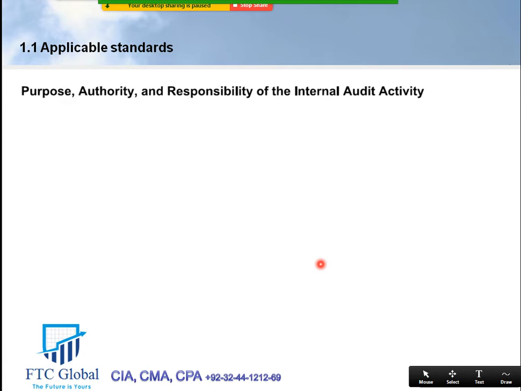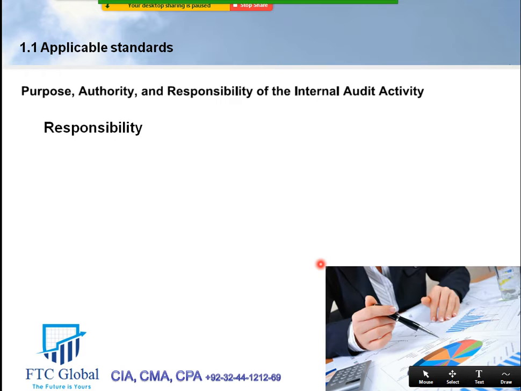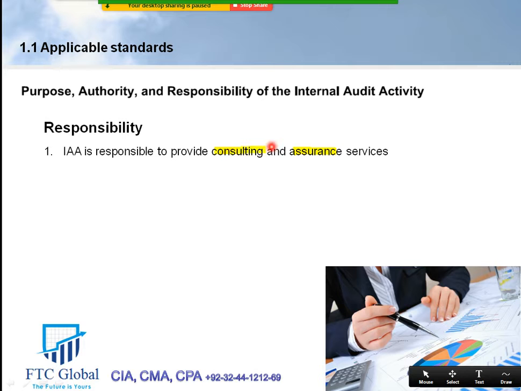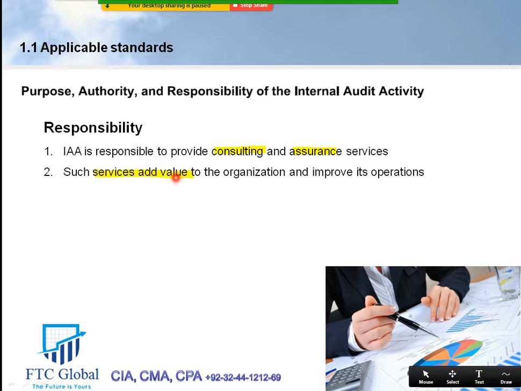Okay. I've told you we do 2 types of work: consulting and assurance. Assurance is audit, consulting is advisory. Don't forget that. So all these services, of course, help the organization to improve its operations. So we can say that these services add value. What is actually value addition? Simple. What is value addition?